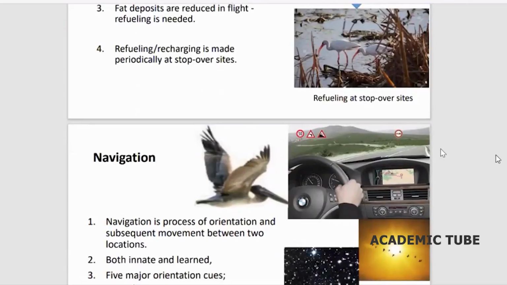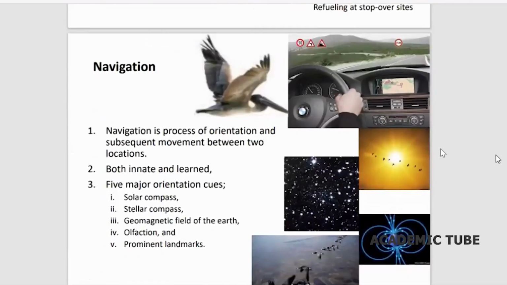Now, another question, a very interesting question. How do these birds, migratory birds, find the migratory route? A bird is a tiny creature, yet it travels thousands of kilometres along the same route, going and coming back. How do they do that? Now this is what you call navigation.